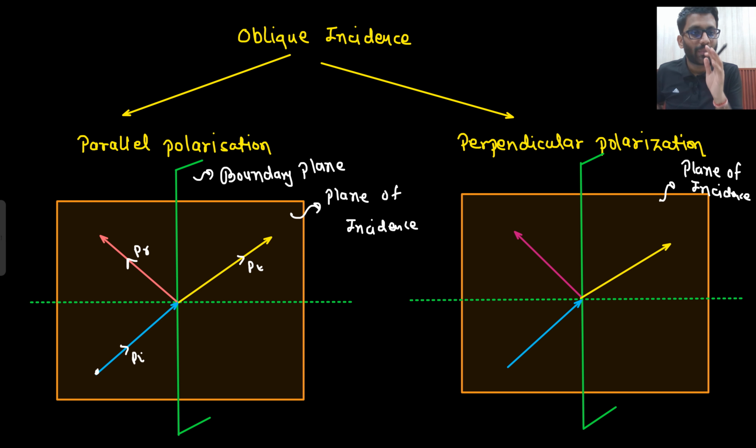Now what does parallel polarization say? That it has to be tangential to the plane of incidence. That means there are only 2 possible chances, either this or this. Electric field has to be tangential to the plane of incidence.